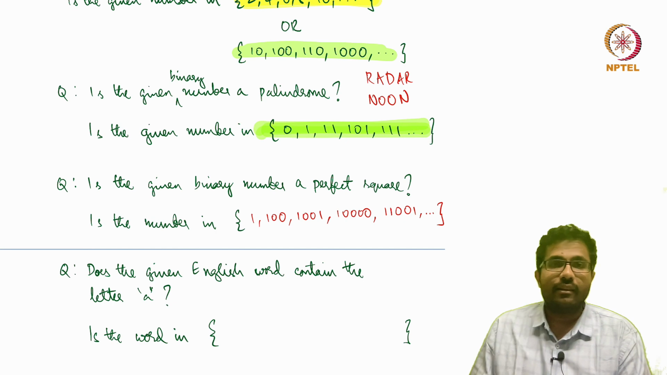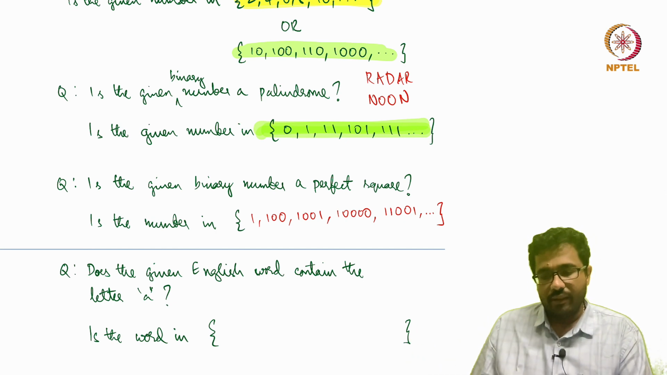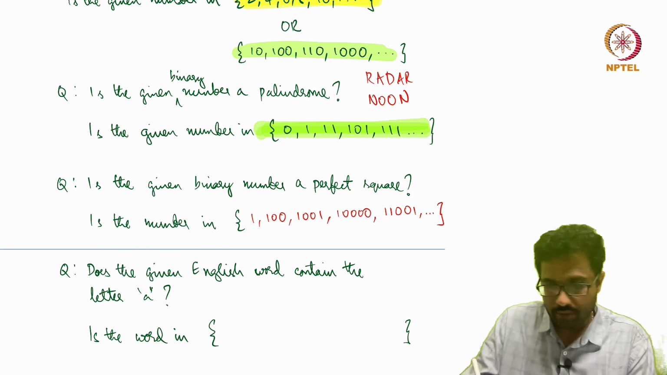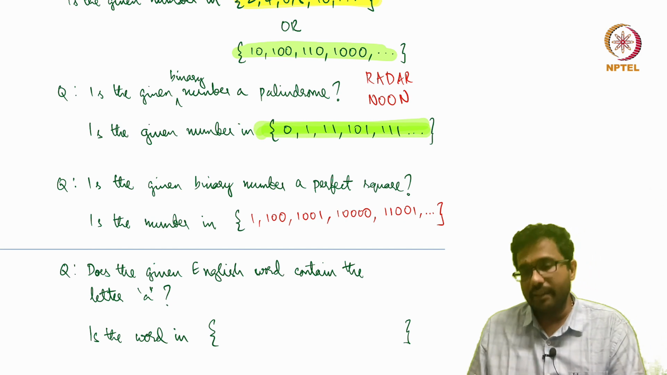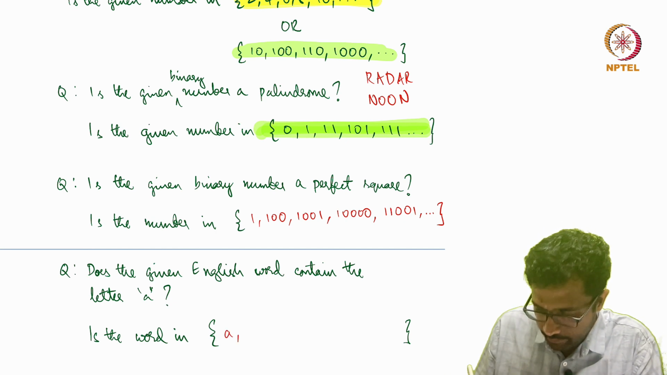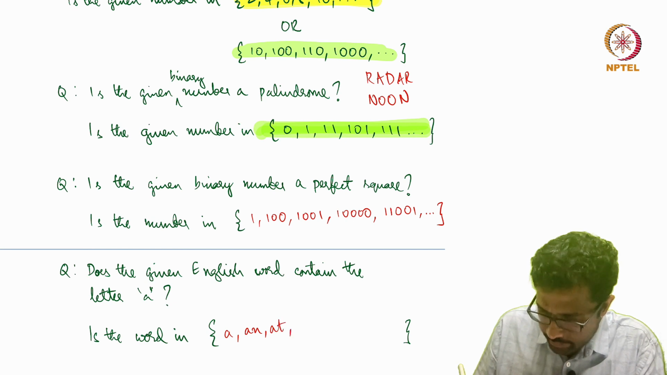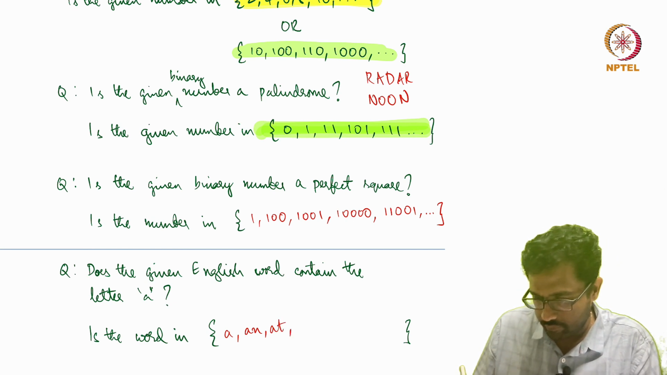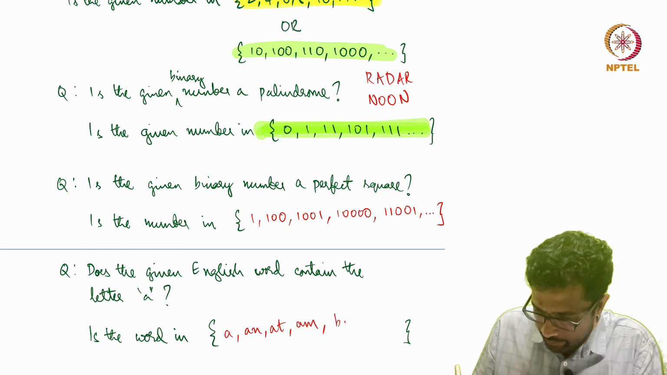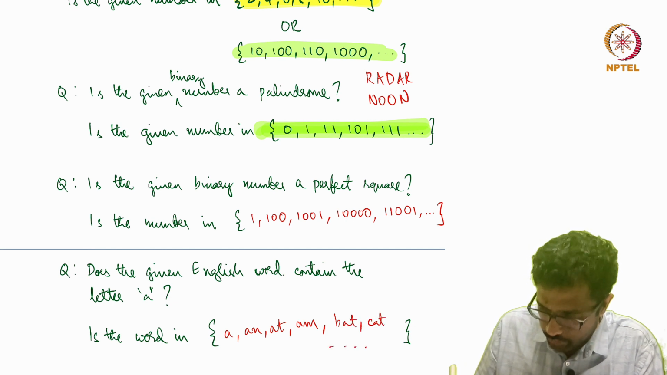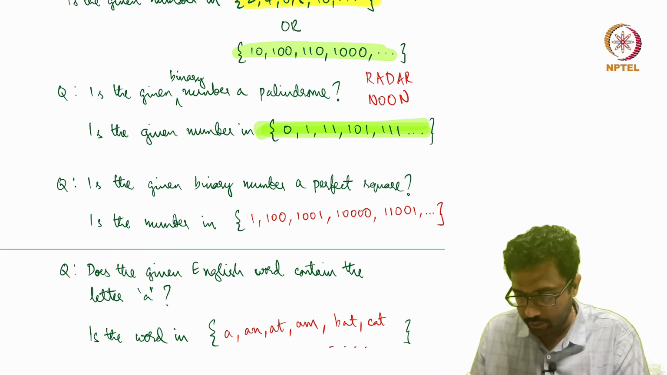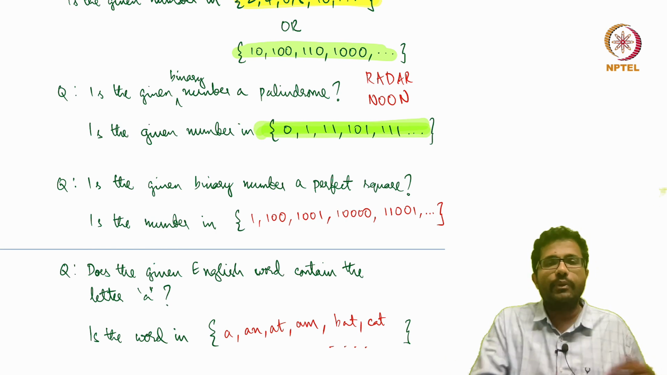Since we have all been dealing with numbers so far, another question could be, does the given English word contain the letter A? Or in other words, is the word in the following list, where the list is the set of all words with the letter A. So A, and, at, then other words like bat, cat, and so on. So you could fill it up with many words. This is just some one letter words, and some 2 letter words, and some 3 letter words, and so on. But is a given word in this set, right?